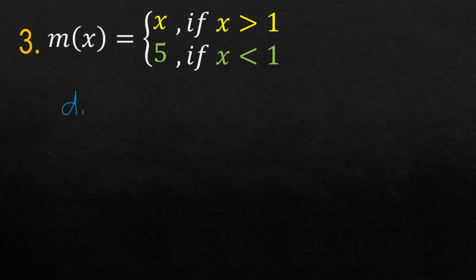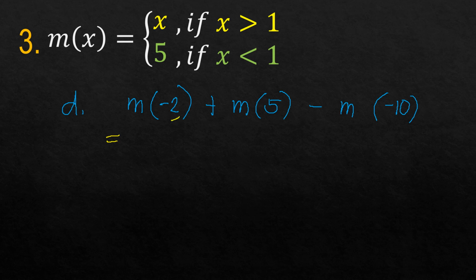So we can also have m of negative 2 plus m of 5 minus m of, let's say, negative 10. Okay, so when we're solving this kind of operation, just be cautious enough on the values of x and try to locate where this value of x falls. Okay, so when x is negative 2, it is obviously part of the second subfunction m of x is equal to 5 because negative 2 is less than 1. So that is simply 5 because of the constant function m of x is equal to 5. But for m of 5, because 5 is greater than 1, m of 5 is equal to 5 because we are using m of x is equal to x simply because 5 is greater than 1.